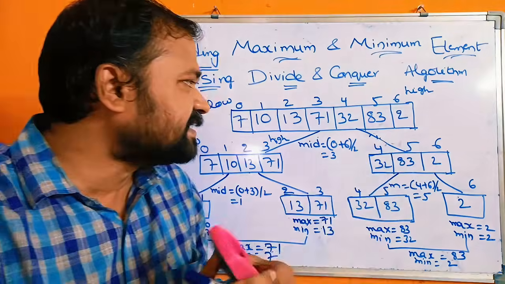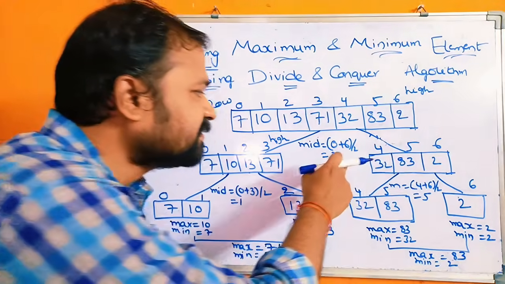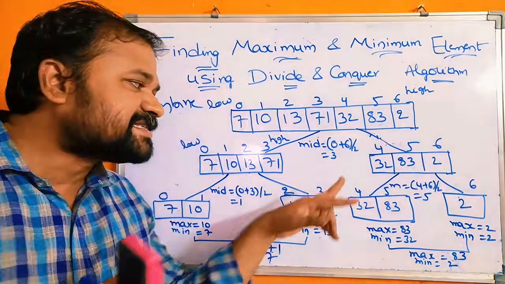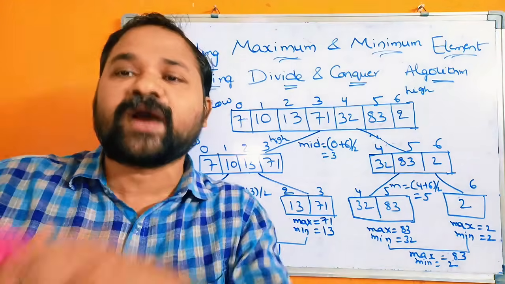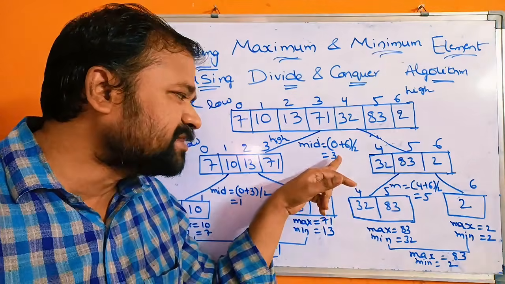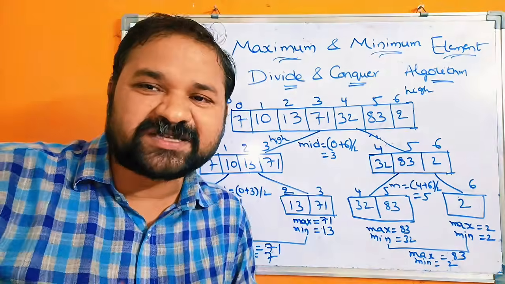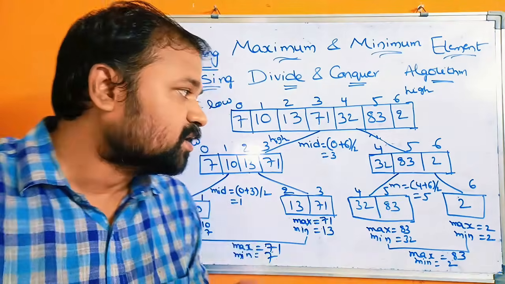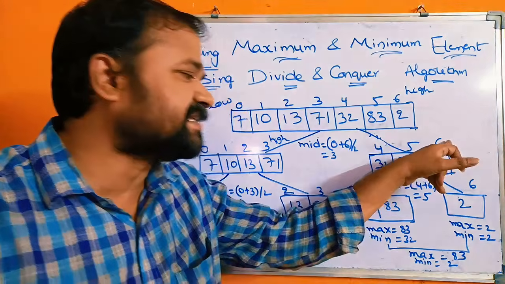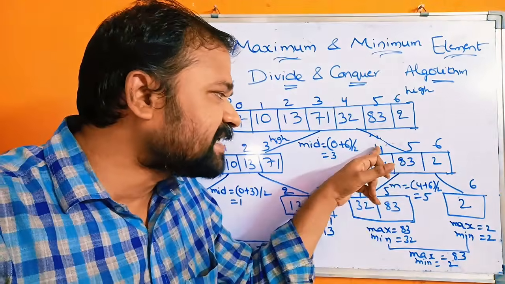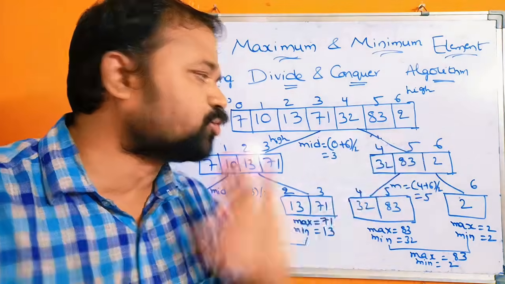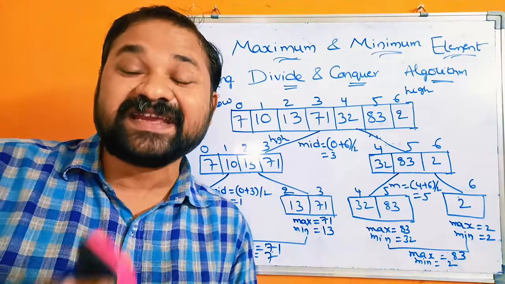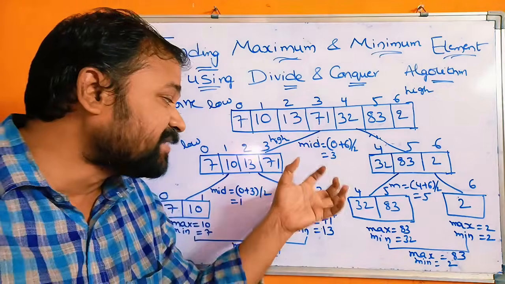Whereas what is the second list here? The second list contains the elements which range from mid plus 1 to high. Mid value is 3, so mid plus 1 means 3 plus 1, which is 4. So 4 to high value 6. So list 2 contains the elements from 4 to 6, and the elements are 32, 83 and 2. Okay, so this is nothing but the divide step, dividing the array into two parts.